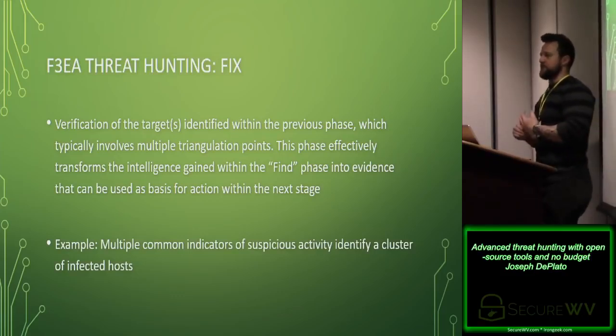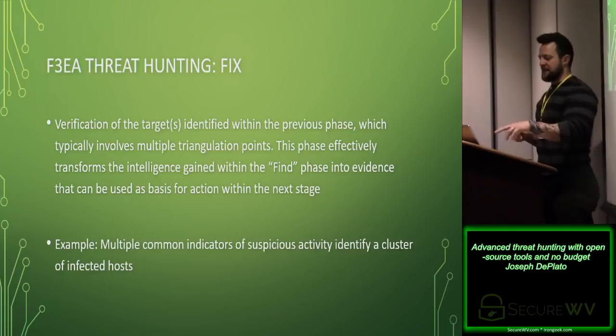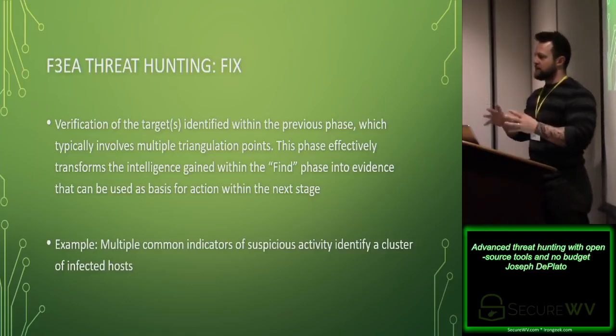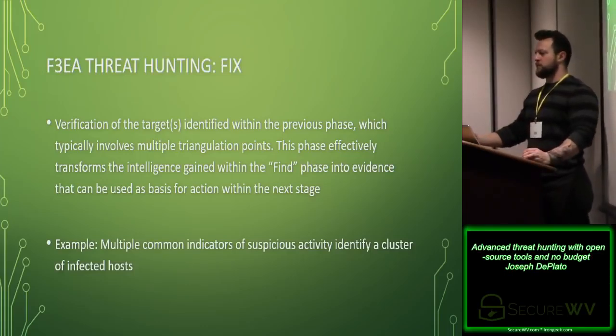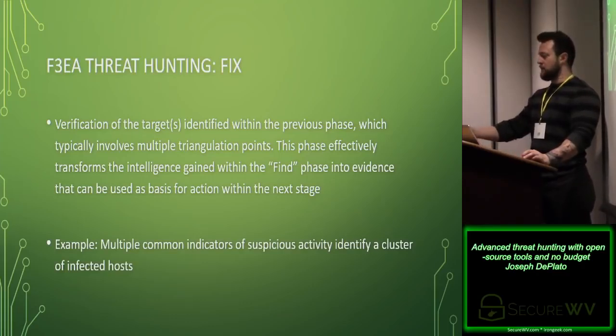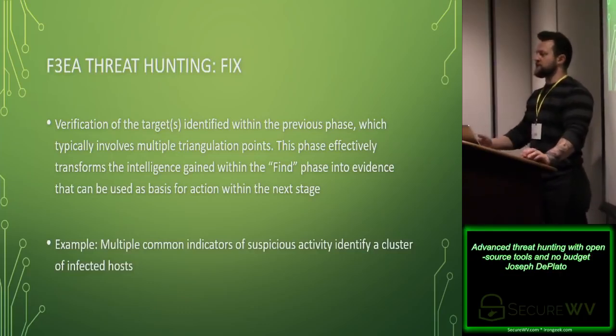Cycle 2 is fix, so verification of those targets identified within that previous phase, which typically involves multiple triangulation points, so multiple data points. So it effectively transforms our intelligence gained within the find phase into evidence that can be used as a basis for action within the next stage. An example is multiple indicators of suspicious activity identified in a cluster of infected hosts. And what we want here, though, is verification of those targets.